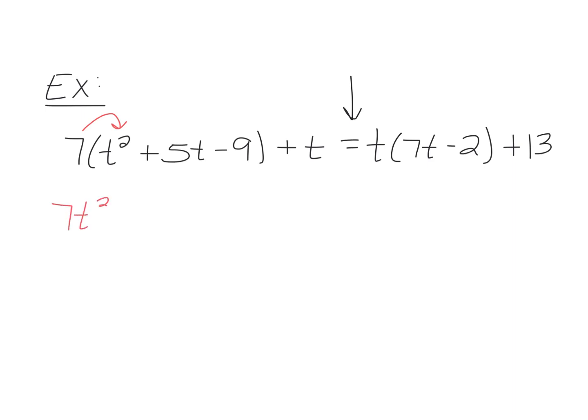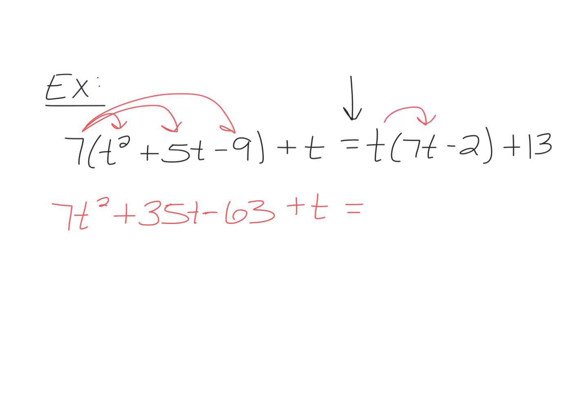It's kind of nice when you only have a constant, you only have to multiply the numbers together. 7 times 5t, 35t, 7 times negative 9, negative 63. And then we still have that plus t. Now I'm on to the other side. T times 7t, what do I get for that? 7t to the second, and then I have t times negative 2, negative 2t, and then we have plus 13.